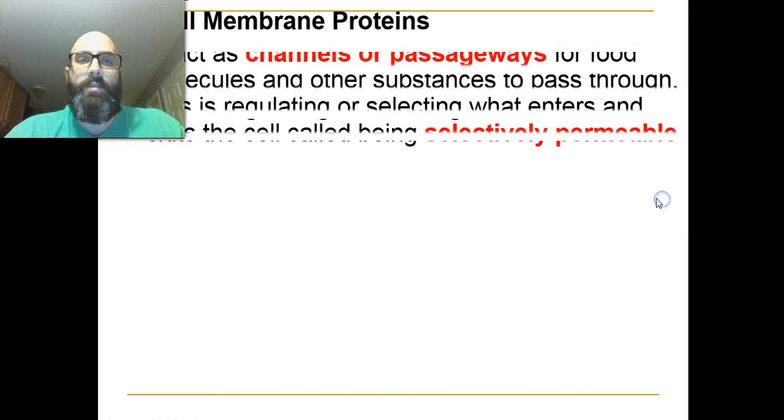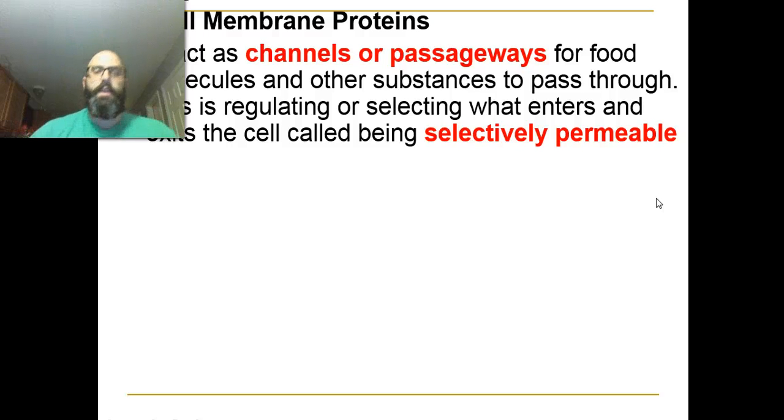So let's talk about cell membrane proteins. There are proteins embedded within that cell membrane. If you remember from the video we just watched, they have the ability to move around, which gives it that fluid mosaic model concept. But what they can do is act as channels or passageways for food molecules and other substances, so they can get into and out of the cell. Based on what the cell needs or based on the concentrations of things in or out, with channel proteins, the cell membrane derives the concept called being selectively permeable.